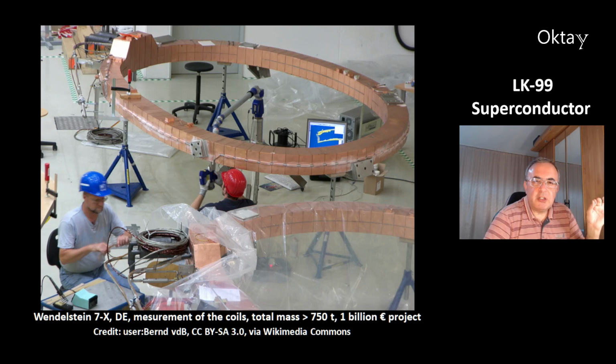This is a nice picture of the project Wendelstein 7-X from Germany. This is a project for nuclear fusion. In this picture, you can see the measurement of the coils. The total mass of the machine is more than 750 tons. And this project is a €1 billion project.